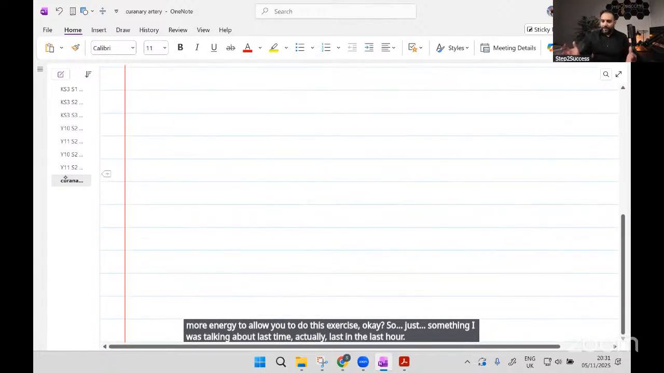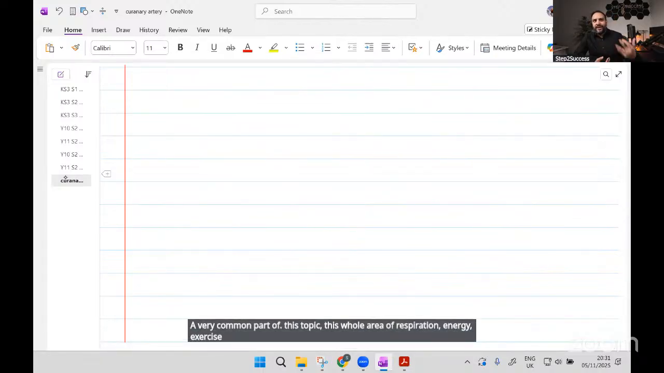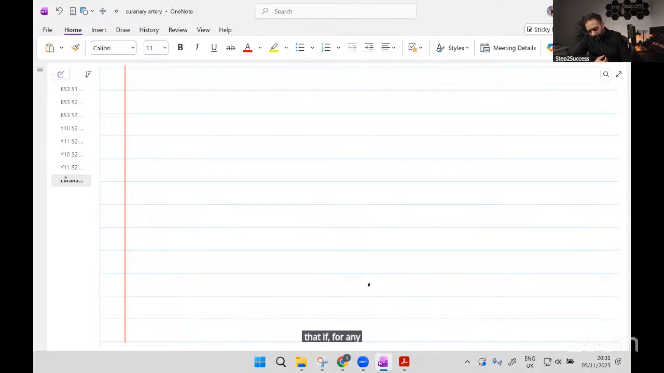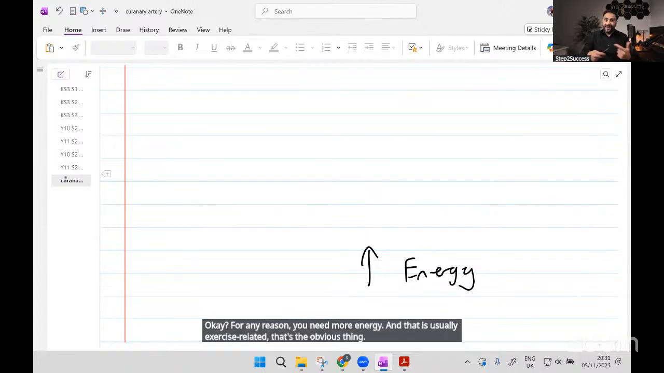A very common part of this topic, this whole area of respiration, energy, exercise stuff, right, is just understanding that if for any reason you need more energy, and that is usually exercise related. That's the obvious thing, exercise, right? But it doesn't have to be exercise.